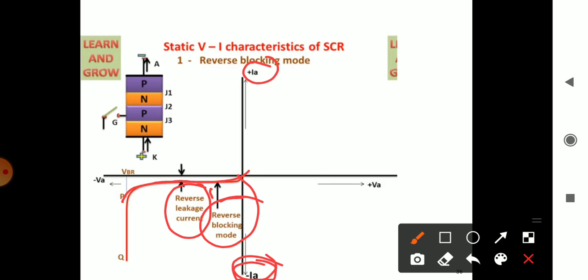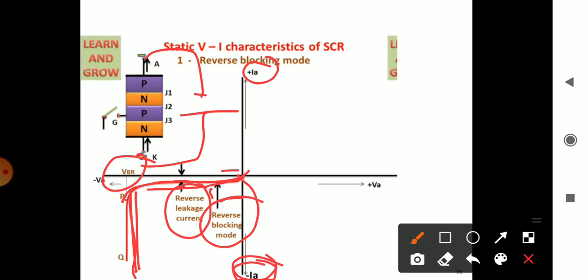If we keep on increasing the voltage connected to this SCR, the reverse current will increase up to one level. After that, it will increase suddenly. This is nothing but an avalanche breakdown. A sudden increase of current takes place in the SCR. That is the VBR.